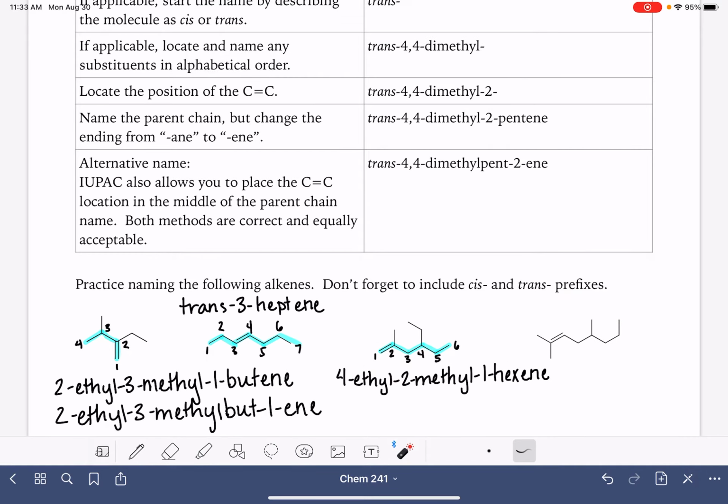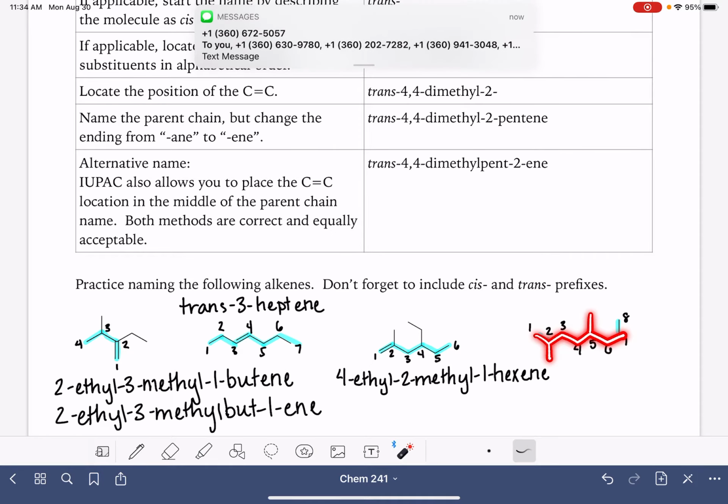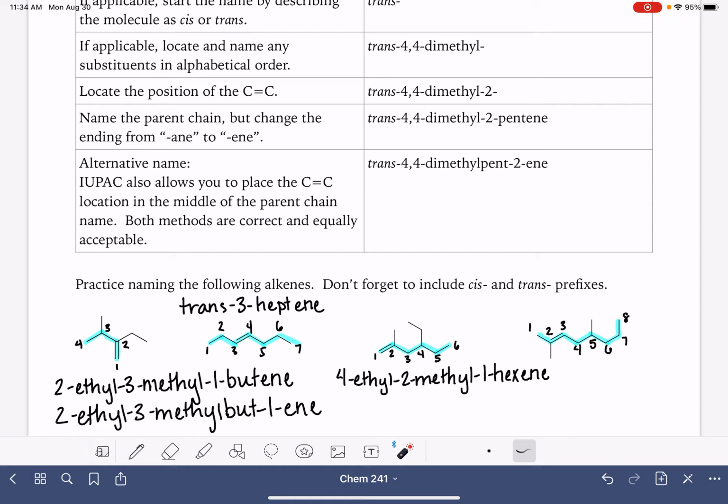And here is our last example. Here's our double bond. We want to find the longest carbon chain and number so that the double bond has the smallest possible number. 1, 2, 3, 4, 5, 6, 7, 8. I almost got tricked by that carbon number 8. I almost saw this as a 7-carbon chain with 3 methyls on it.